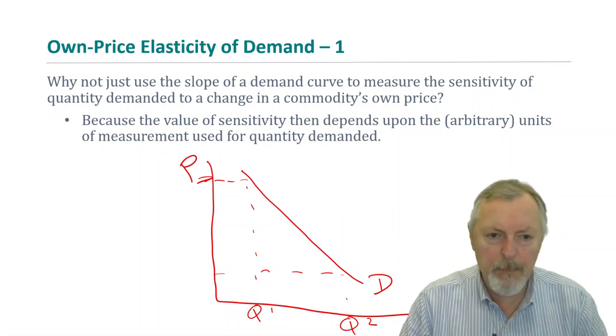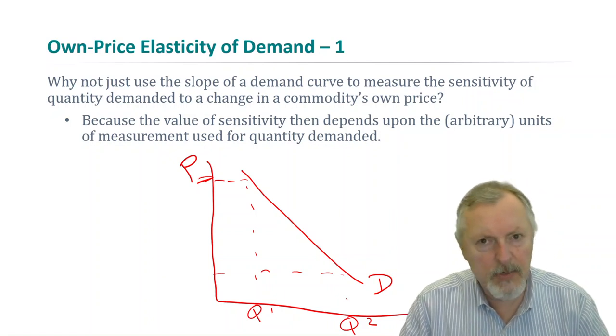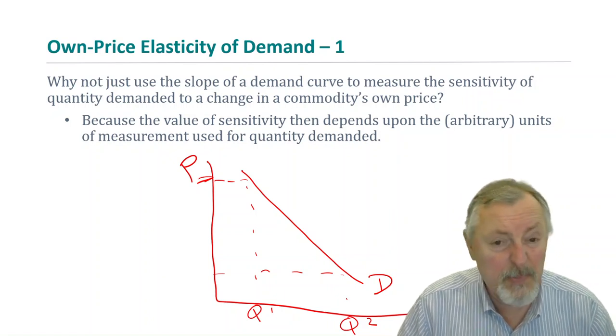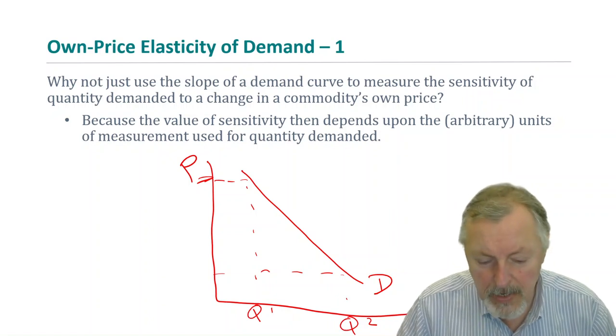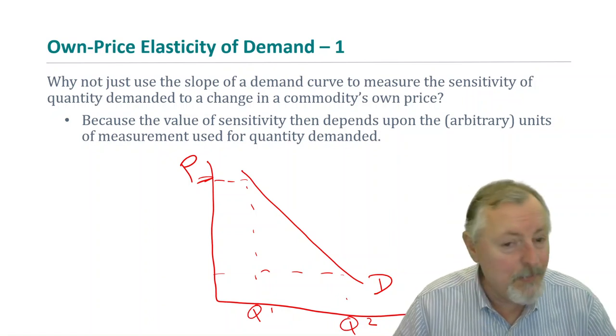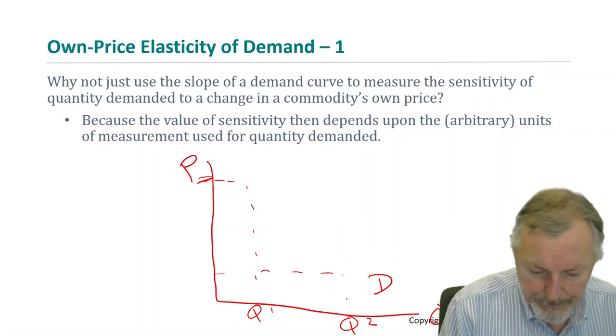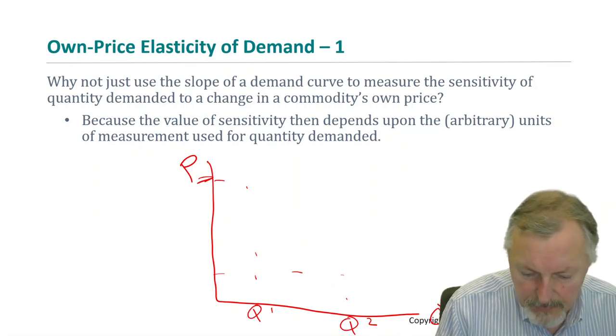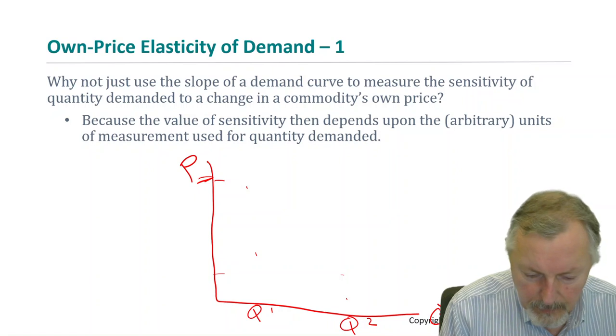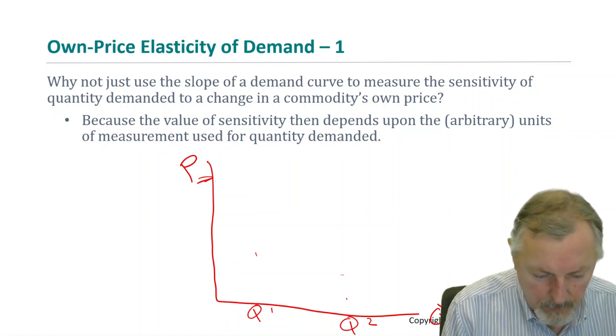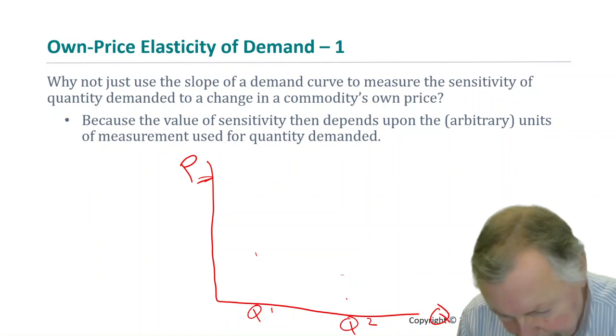Now, geometrically, the relationship between price and quantity could be represented just by the slope of the curve. And in this case, it's a line, so it'd be really simple. Let me show you another example. Let's say instead of that demand curve, you had this one.